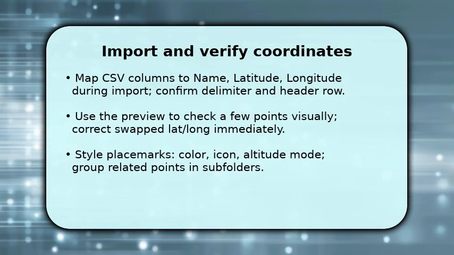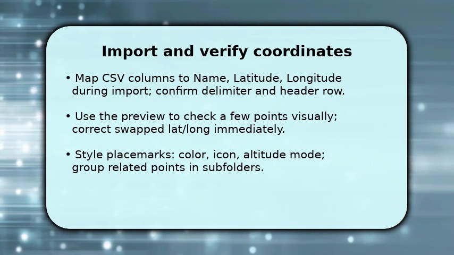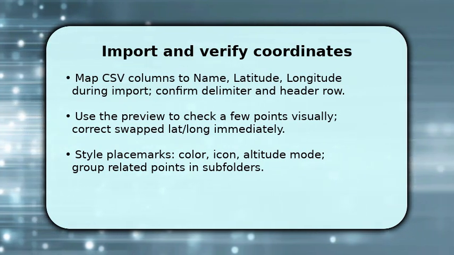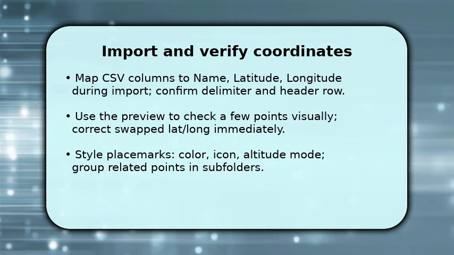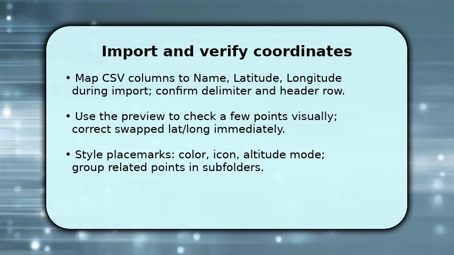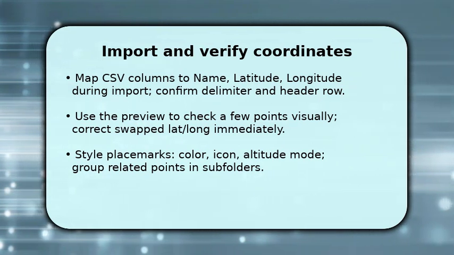Match CSV columns to name, latitude, longitude, and confirm the delimiter and header row. Once imported, inspect several placemarks visually. If points cluster far off, you likely swapped latitude and longitude. Fix and re-import. After verification, style placemarks for clarity.